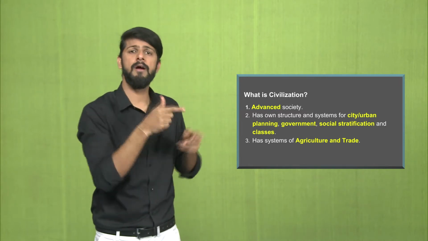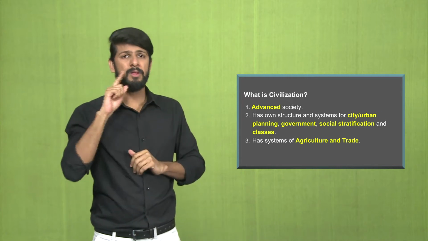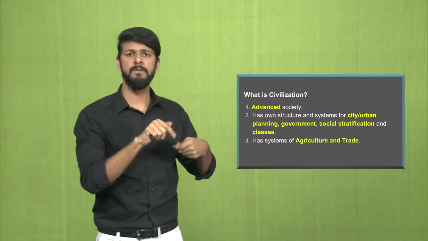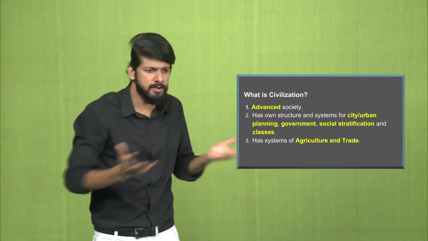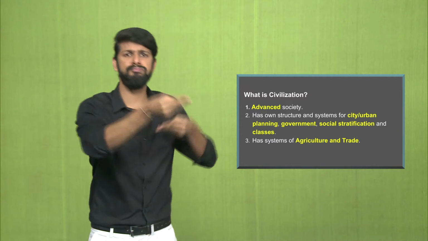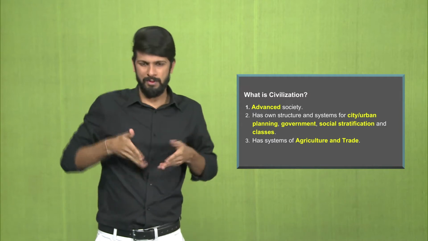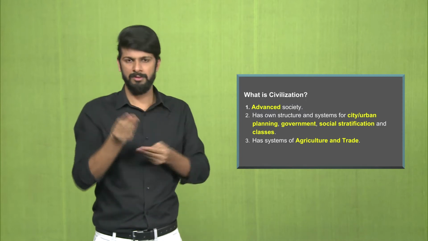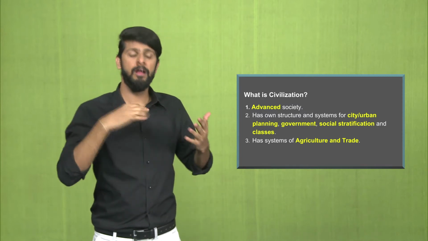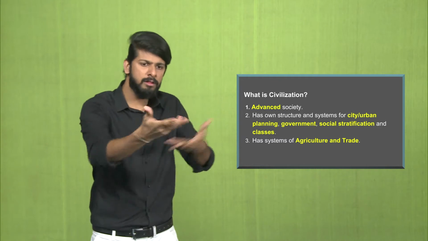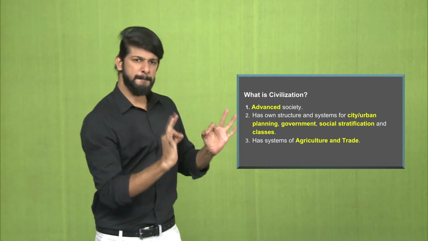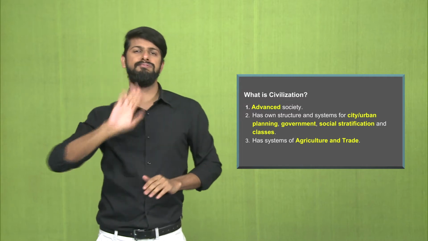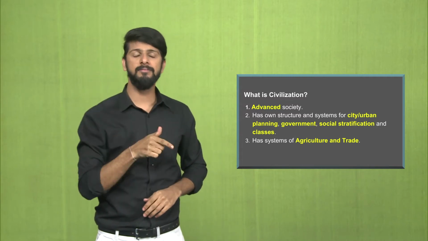Indus Valley civilization also had systems of agriculture as well as trade. The trade would be related to items of daily need, where they would barter it, not like now when we have money, we have currency, but in those times we had more of a barter system. Things would be exchanged on the basis of need.